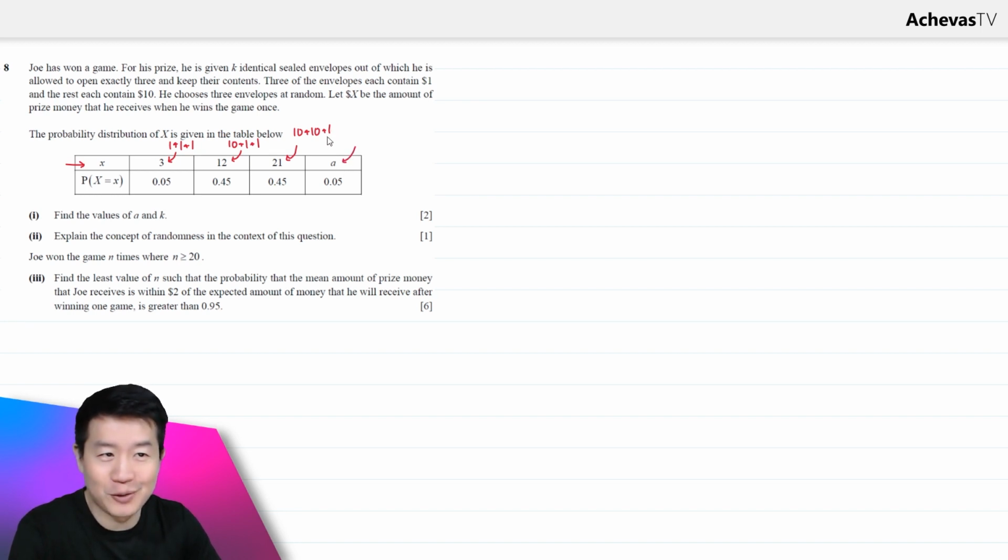Oops, I've already written it down. So it's 10 plus 10 plus 1, 2, 1. So the last possible case is 10 plus 10 plus 10. So from my observation for part 1, I guess A is going to be equal to 10 plus 10 plus 10. This is equal to 30.